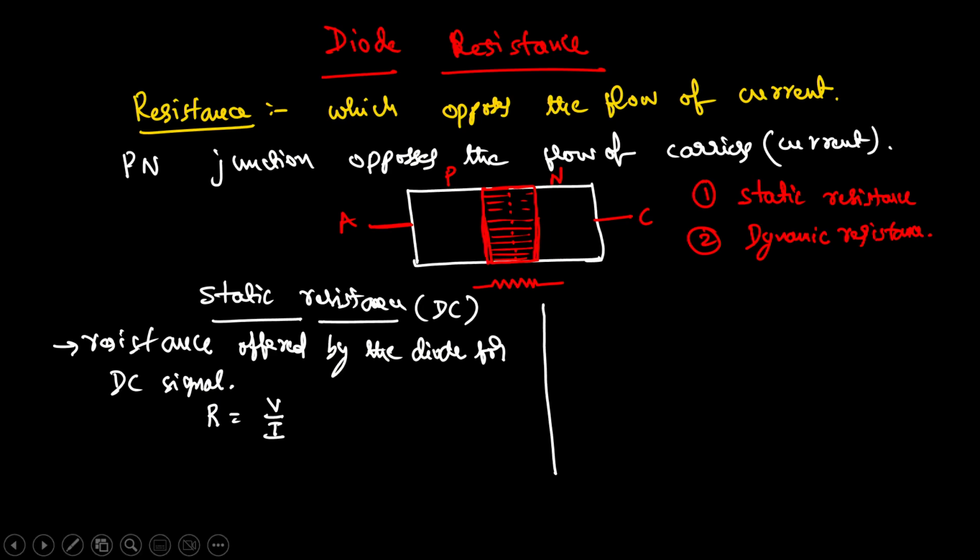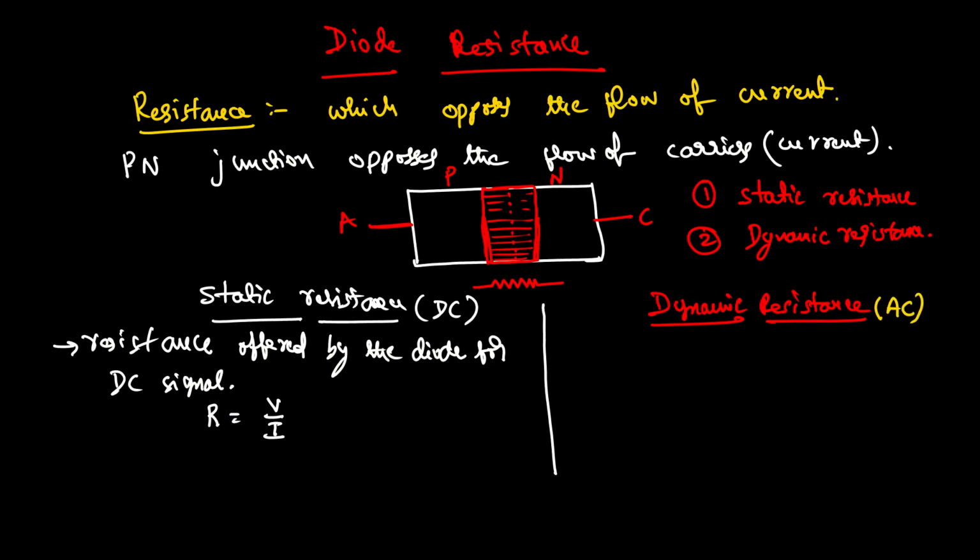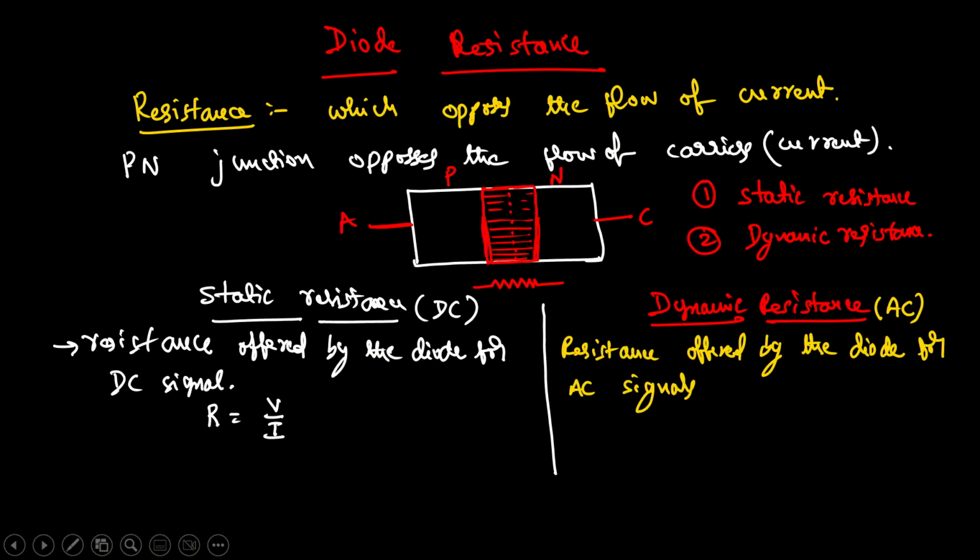Now coming to the dynamic resistance. Dynamic resistance is also called AC resistance. The definition is a simple statement: the resistance offered by the diode for AC signals. If the diode is excited by an AC signal, then the diode offers a resistance. That resistance is called dynamic resistance.